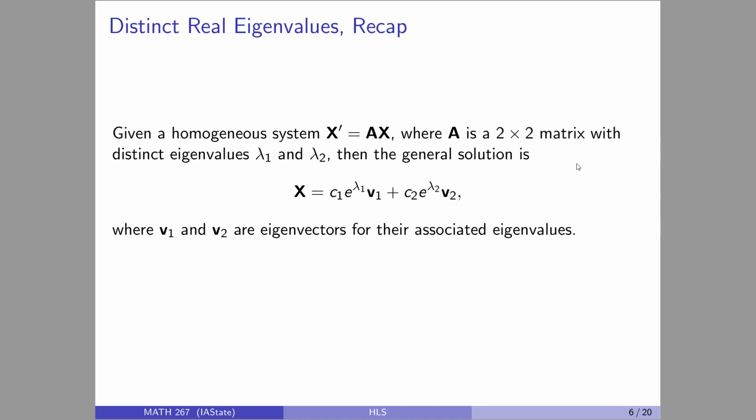Alright, so, this is great for 2 by 2s, and in fact it works for 3 by 3s, 4 by 4s, 5 by 5, 6 by 6. If you have a 12 billion by 12 billion homogeneous system of linear differential equations, and you have 12 billion distinct real eigenvalues, then get your 12 billion eigenvectors and scale them up and add them together. That's it. Alright. That's too easy, so let's make it more interesting.